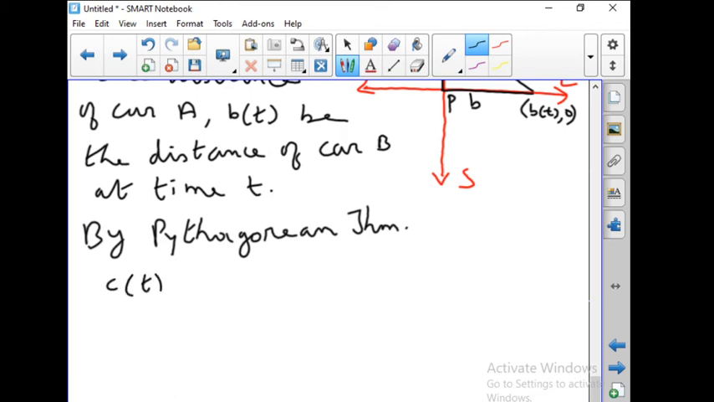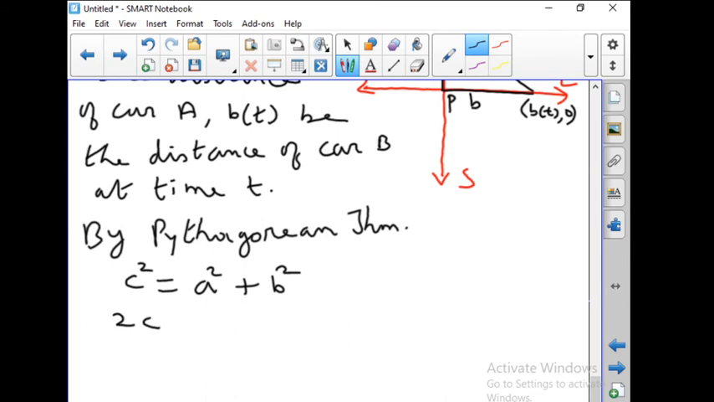c of t the whole square is equal to a square plus b square. c square is a function of t, therefore we are writing it as a of t, c of t, b of t, all those. For your understanding, it's given in the book as a of t, c of t, but you can also take it as c square is equal to a square plus b square. So now differentiate this, what do you get?